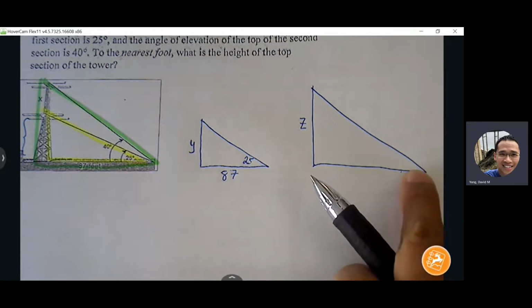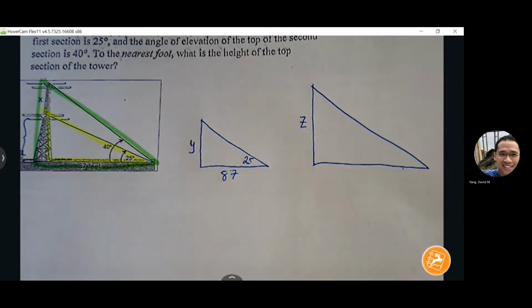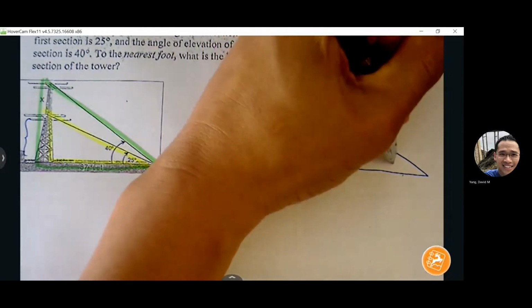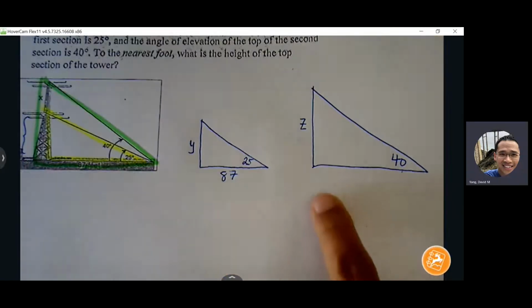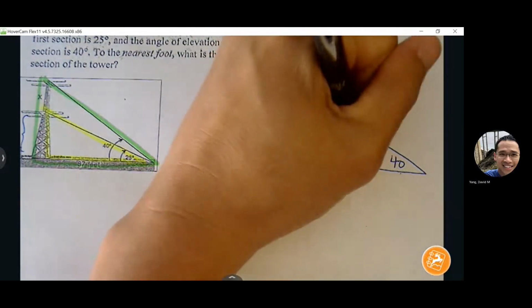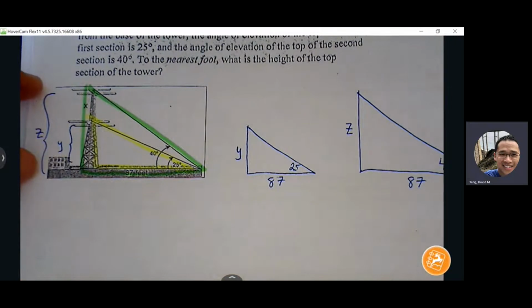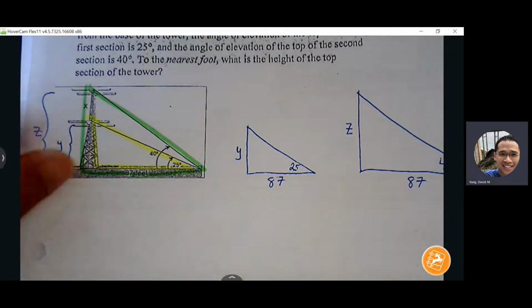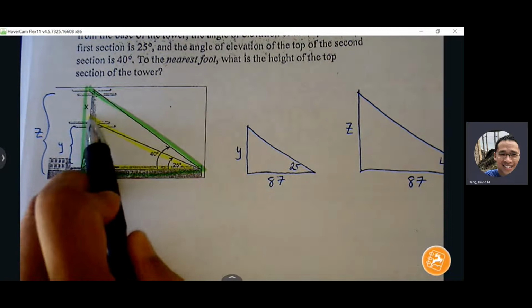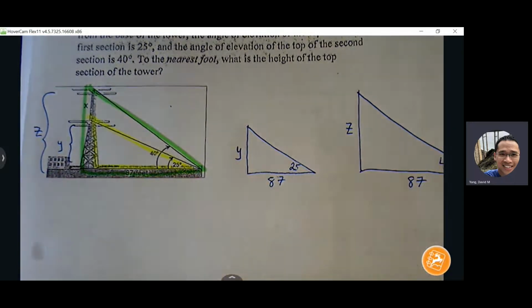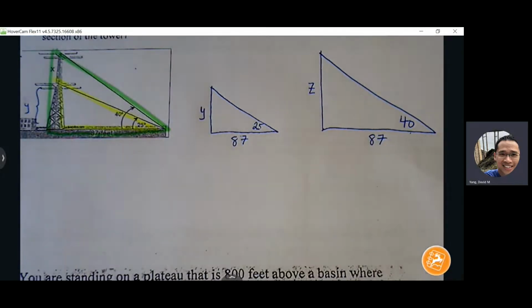Okay, what can I put in for that angle measure? 40. And again, the base is 87. So if I can find y, if I can find z, then I can involve these two sides to figure out what this missing distance is. So let's solve for y and z separately.